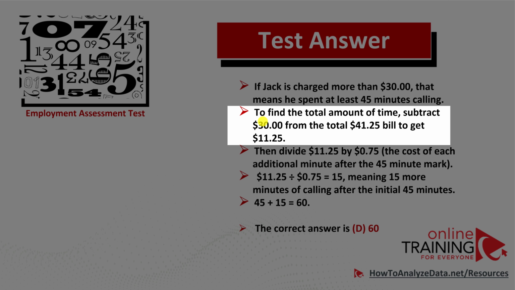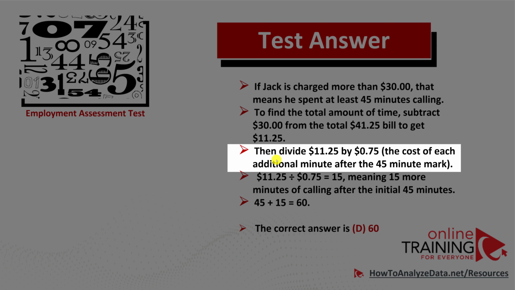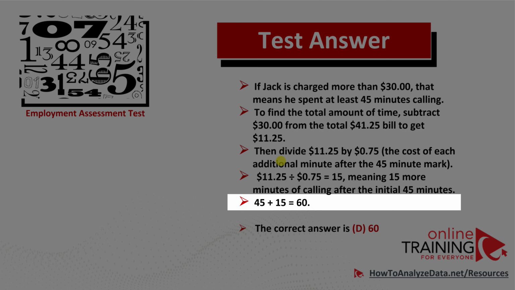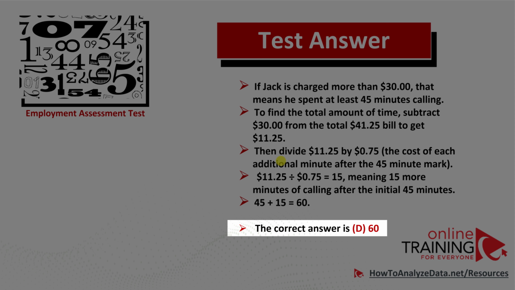To find the total amount of time, we need to subtract the fixed charge from the total of $41.25, and that would be an equivalent of $41.25 minus 30, which would be $11.25. In the next step, we need to divide $11.25 by 75 cents per minute, which is the cost of each additional minute in the variable portion of the bill. $11.25 divided by 75 cents is equal to 15, which means 15 more minutes of calling after the initial 45 minutes. So the correct answer is 45 plus 15 equals 60, and the correct answer is D, 60.